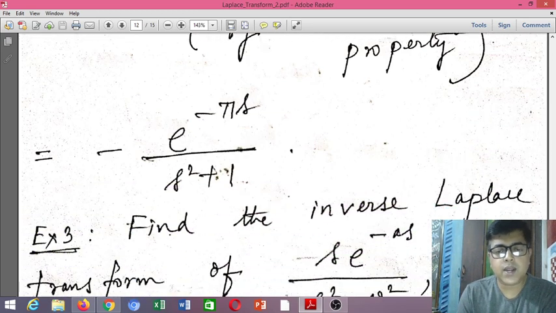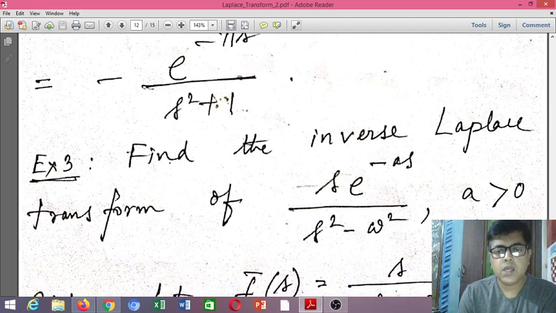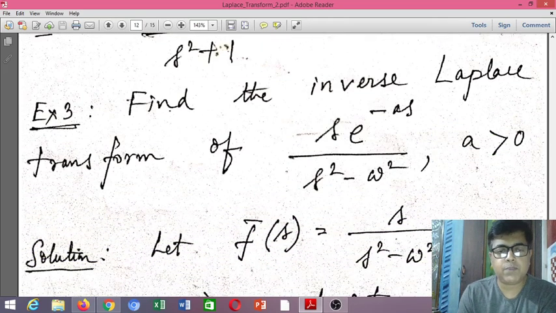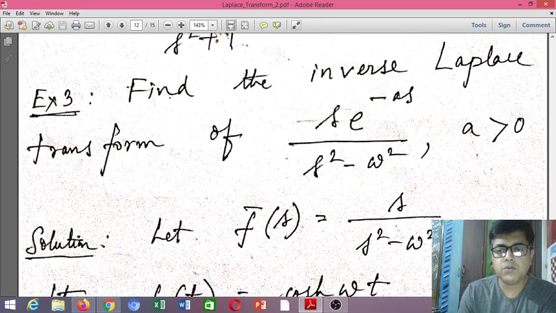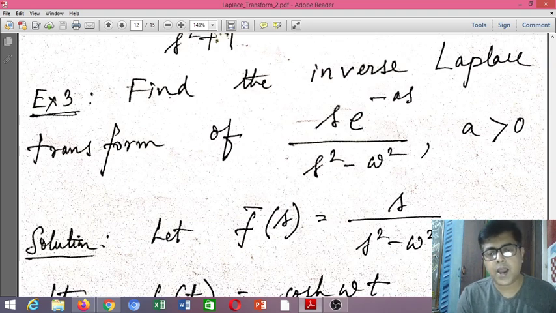Now coming to the third example of today's discussion: find the inverse Laplace transform of s e to the power minus as by s square minus omega square, where a is given to be positive. To find the inverse Laplace transform, if you look at this problem very carefully, in corollary number 1 of the second shifting theorem, if you go back, you see that I have used the second shifting theorem result in the inverse manner.